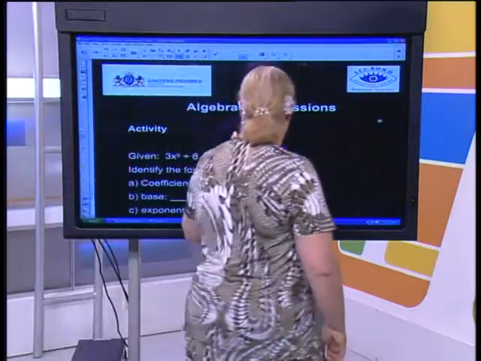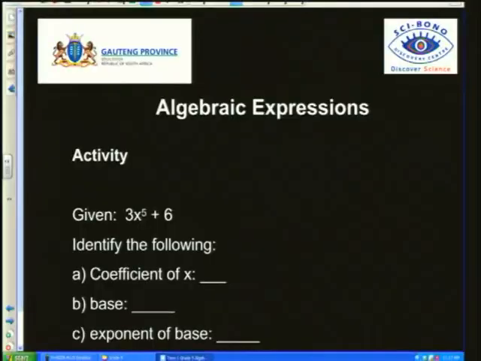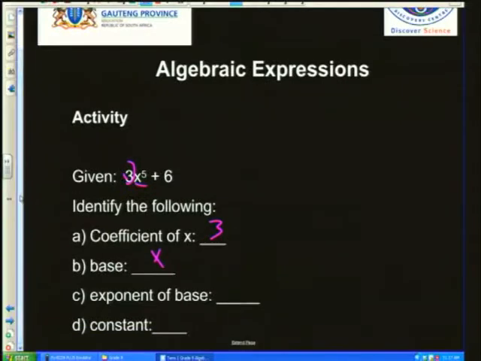Okay, let's look at the answers here. The coefficient is the number in front of the x, so that will be 3. The base is your variable, which is x. The exponent is always to the right-hand side above your base. So the coefficient is to the left, the number to the right of your variable is your exponent of the base. And then the number there that doesn't change is our constant, and that is 6.